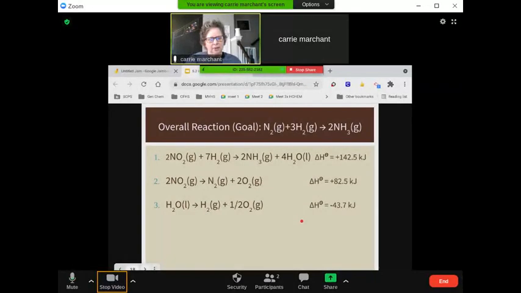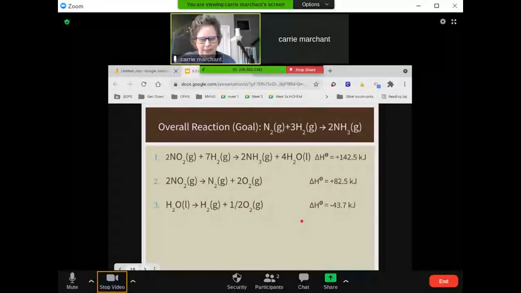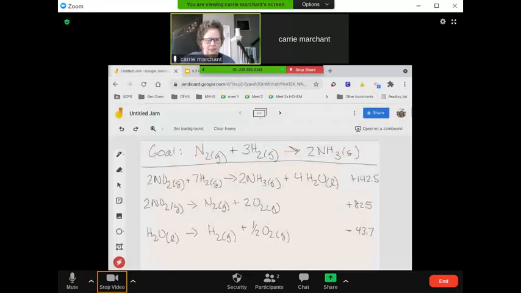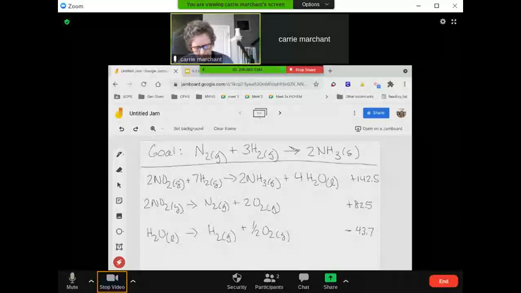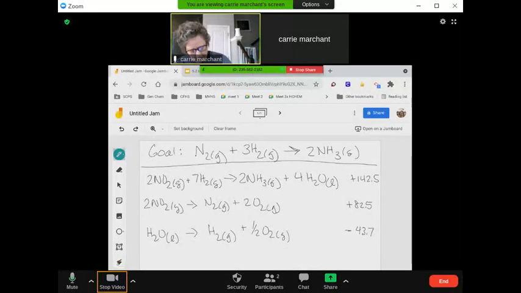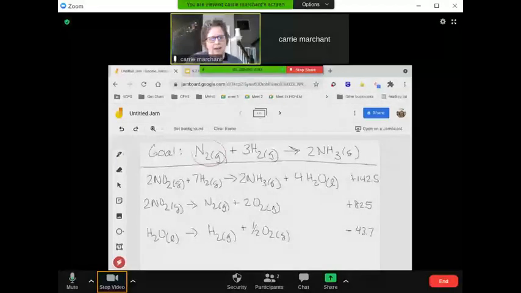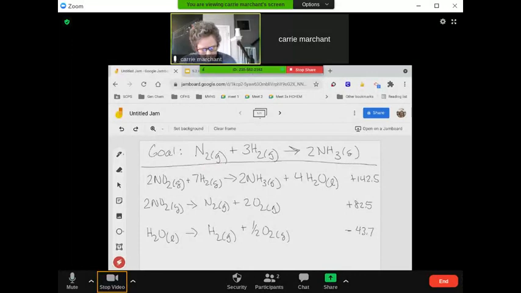So those are our 2 rules. We're going to go through and do this reaction. Here it is typed out so you can see it a little bit clearer. I'm going to go over to the Jamboard now where I've written it down. So how do we approach these? Remember, we're adding them up together to get to the goal. So I always start by trying to find each of these in the steps.